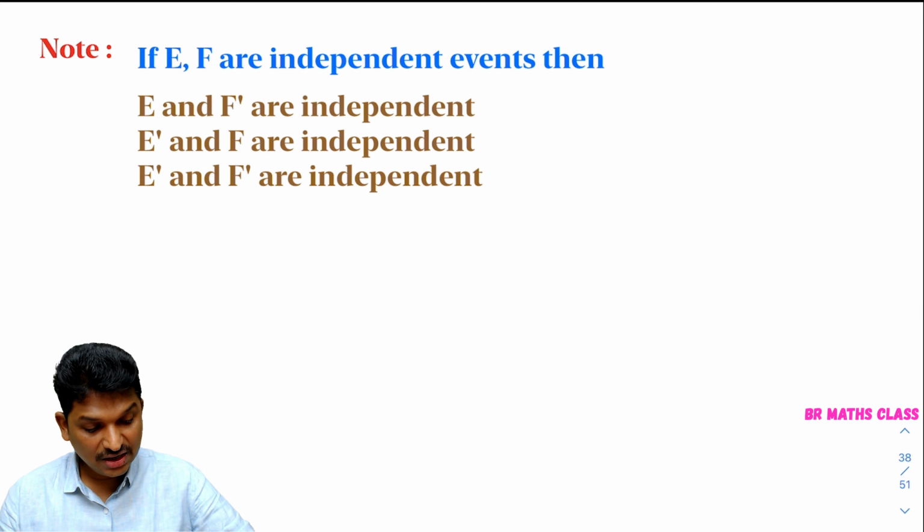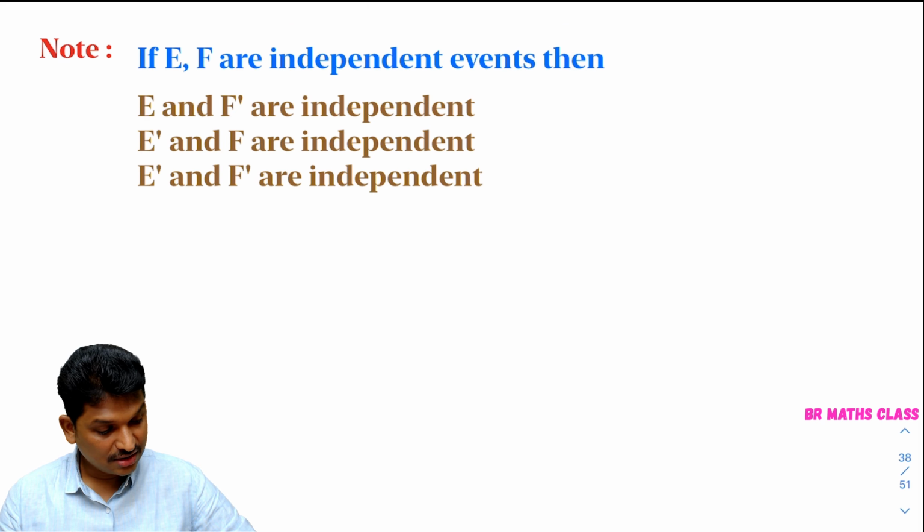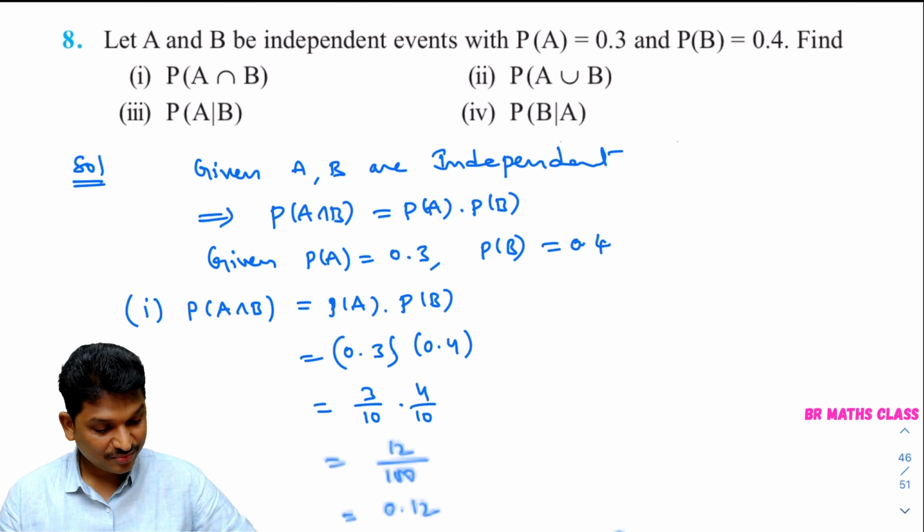Look here. If E and F are independent events, then E and F dash are independent. Look at this point, I'll copy this. Will it come? Let's see.